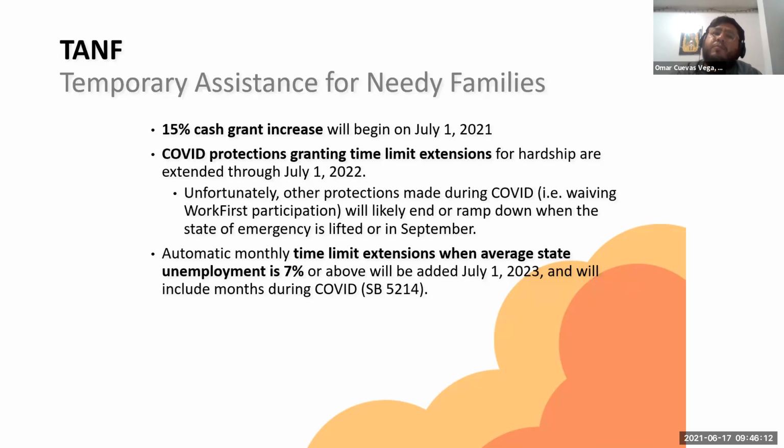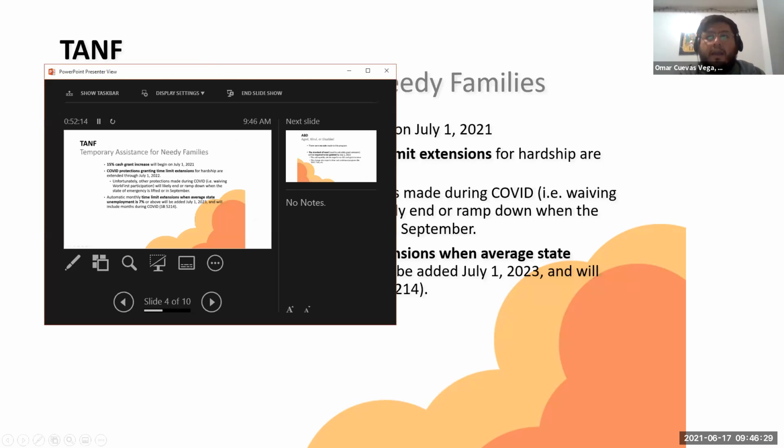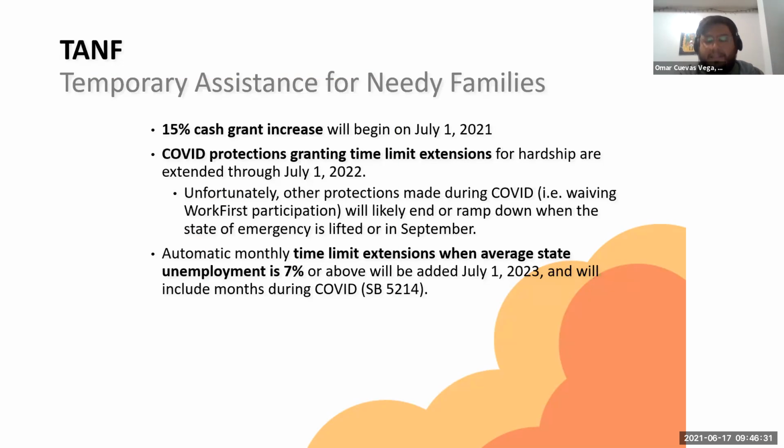Unfortunately, some of the protections that were made during COVID, so some of the workforce participation and in-person meetings, will likely start to end or ramp down either a month after the state of emergency is lifted. Currently it's projected to be June 30th, the end of this month. So likely in either July or most likely September. So some of those things will start to end by September of this year. And families will be receiving letters pretty soon, letting them know about going back on some of those changes.